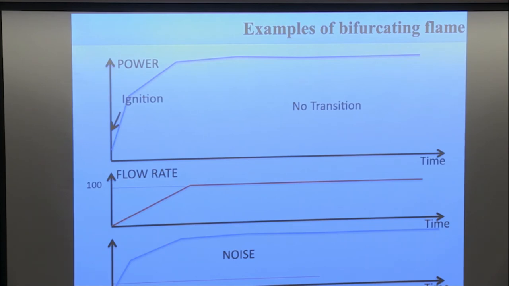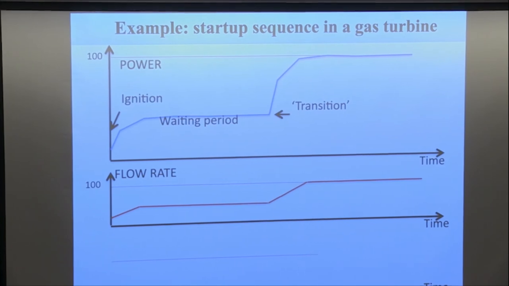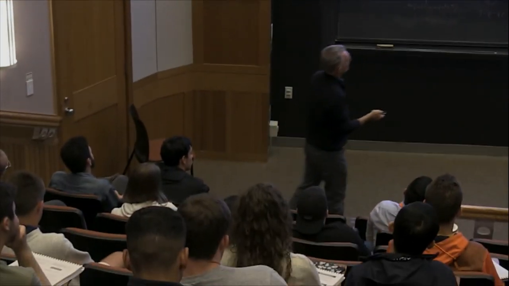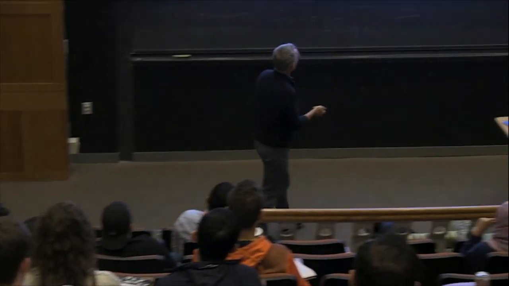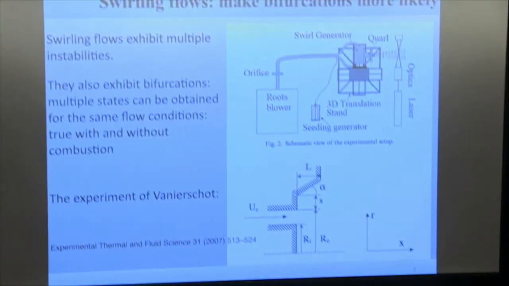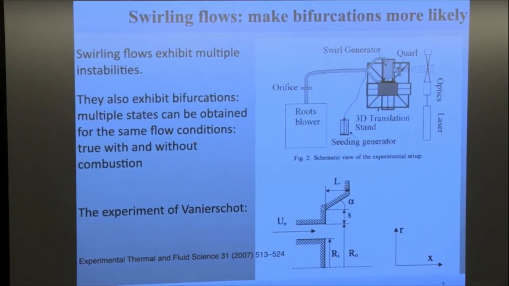which tells you that there must be something in this chamber where at some point the chamber changes something. So you ignite it and there's a waiting period, and then suddenly the flame flips to another position. At the first position, you cannot operate. At the second position, you can operate. So there must be two states for the same flame. That was one of the questions that we tried to investigate numerically. The first thing I want to show you is that you don't even need combustion to do that. Even without combustion, you can have multiple states for the same flow, especially if it is swirled.